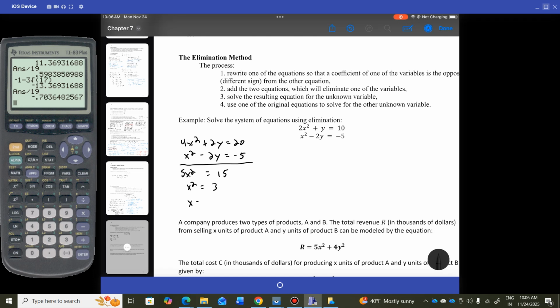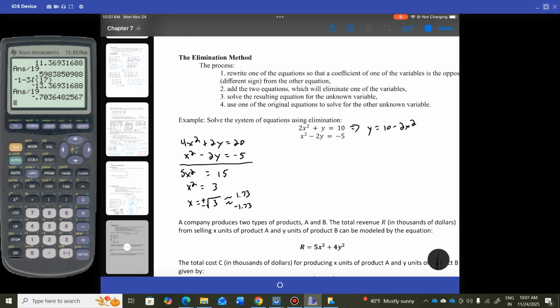So x equals square root of 3, which is plus or minus. This is about 1.73 or negative 1.73. Now that we found our x's, we can plug things in for y. The easiest way to get a y is to solve the top for y. So y is 10 minus 2x squared.